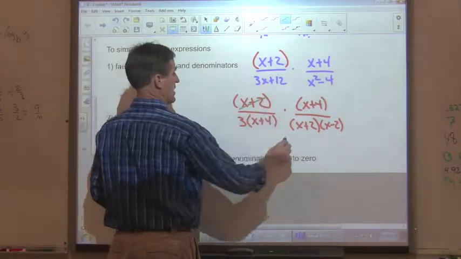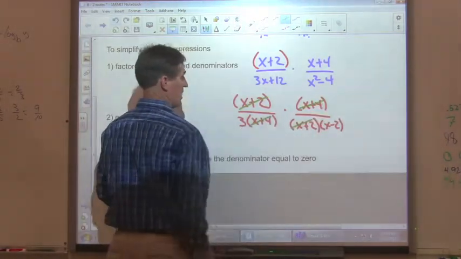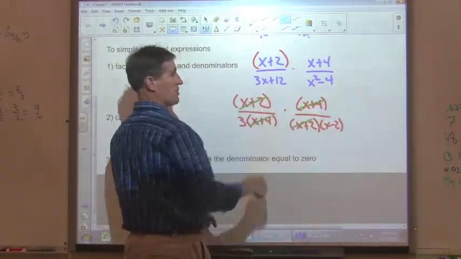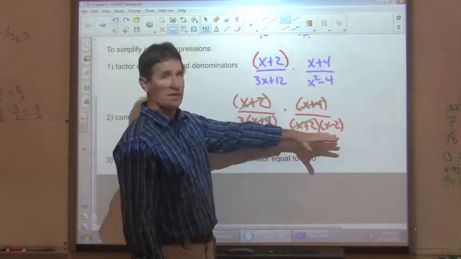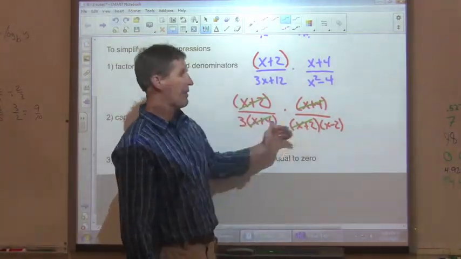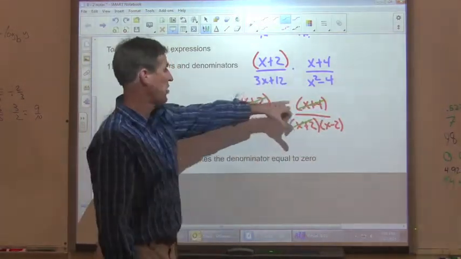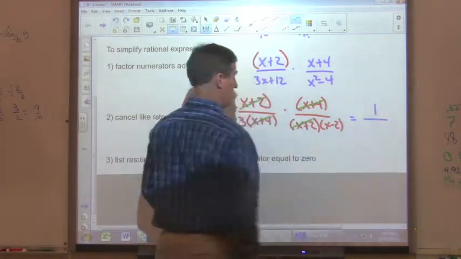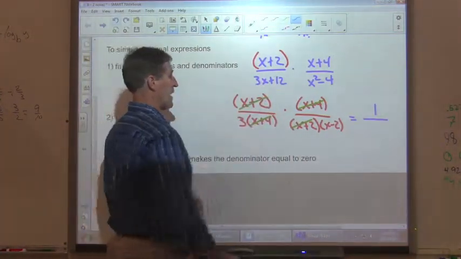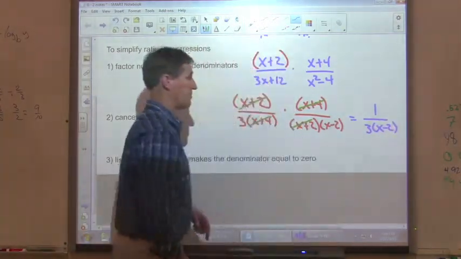So I can cancel the x plus 2. I can also cancel the x plus 4. Now, if everything cancels on top, the tendency I see is people just forget about it and they put all this on the top. Remember, the denominator has to stay in the bottom. The numerator has to stay on top. So since it all canceled on top, it's just a 1. And then on the bottom we have 3 times x minus 2.